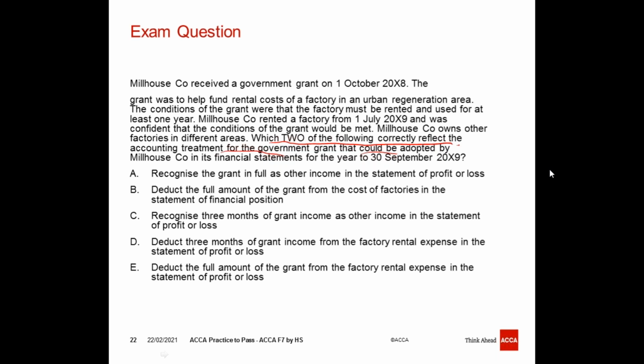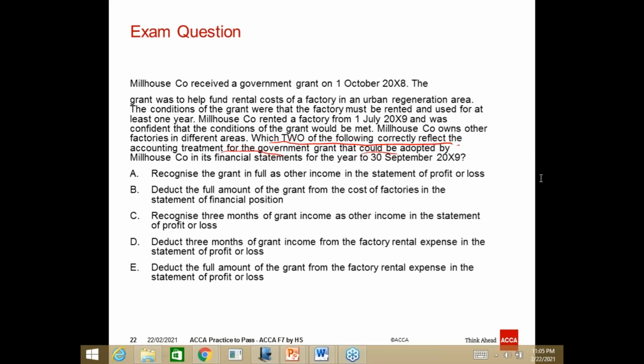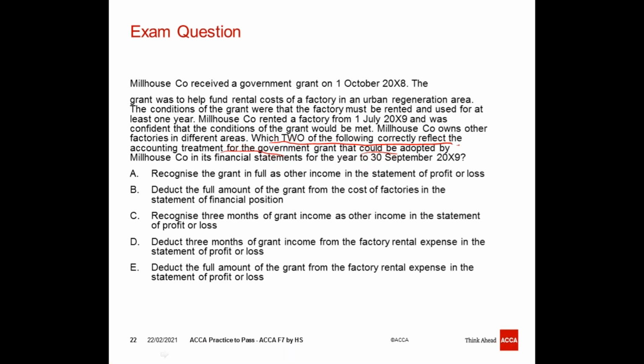Is it a capital grant or a revenue grant? Now let's read the question. Millhouse company received a government grant on 1st October 2008. The grant was to help fund the rental cost of the factory in an urban regeneration area.